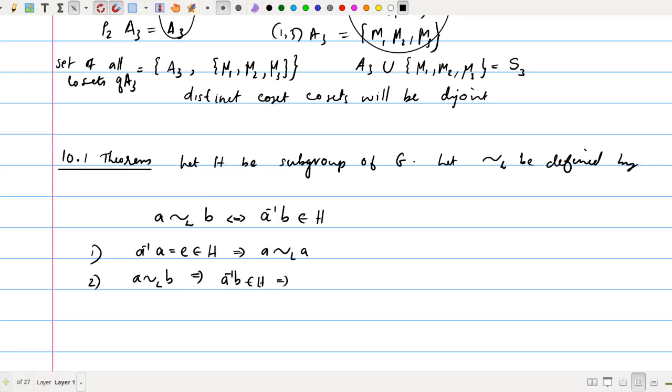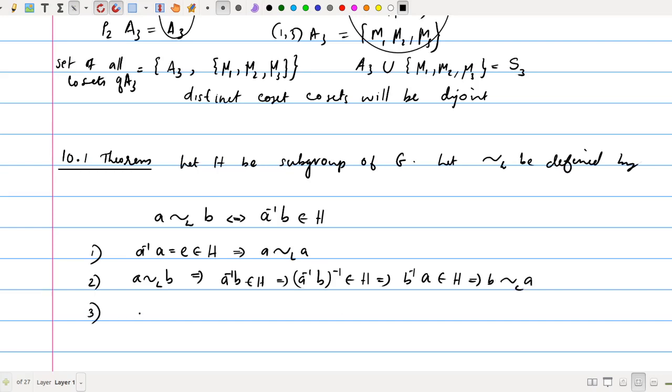Okay, but we know that H is a subgroup, hence the inverse of this element is also an element of H. So (A inverse B) whole inverse is also an element of H. What is (A inverse B) whole inverse? That is B inverse A inverse inverse, that will give A. So this is an element of H. So then consequently we can get B is related to A.